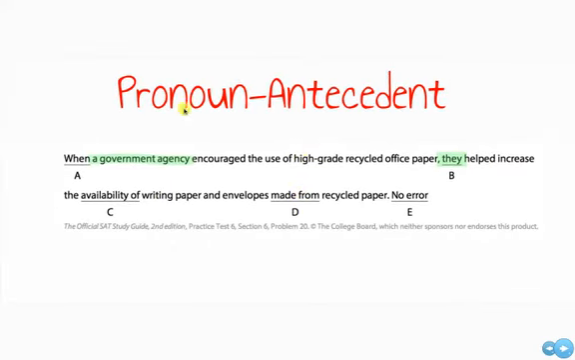The third type is pronoun antecedents. Pronouns must agree in number with the antecedent, what it's referring to. In this case, the pronoun is "they," but the antecedent is "a government agency." Now that doesn't make any sense because "a government agency" is singular, as shown by the "a" here, and then "they" is plural.